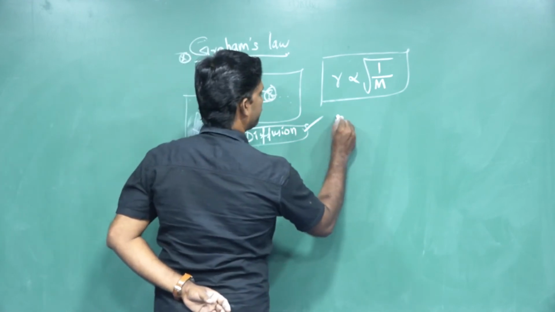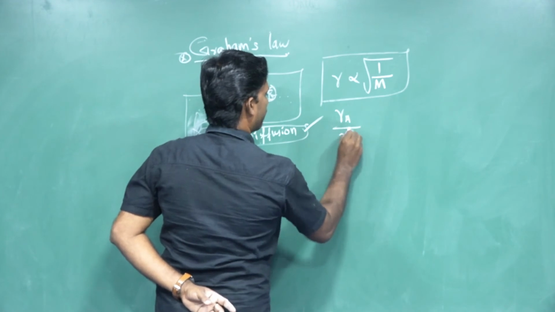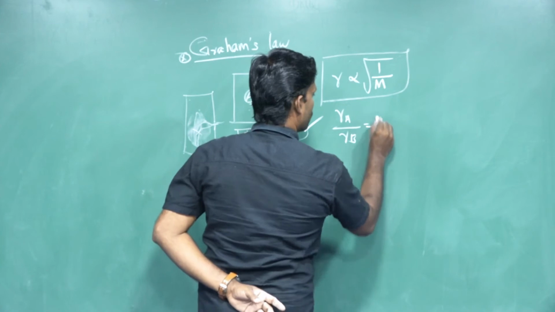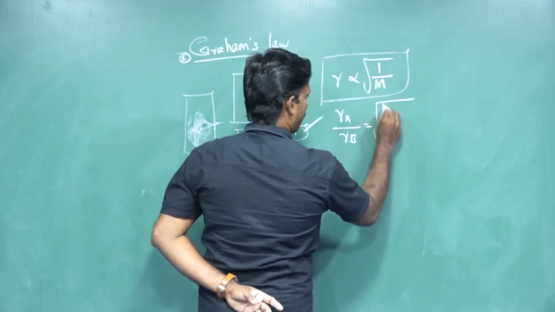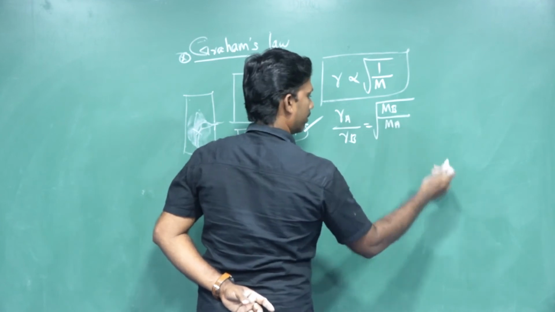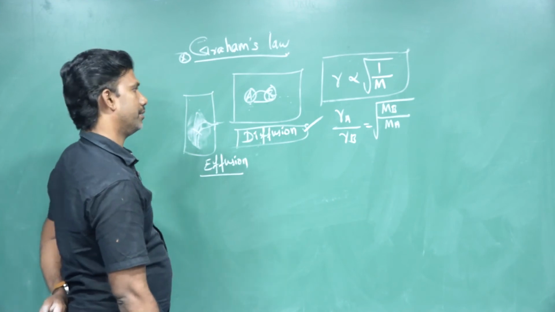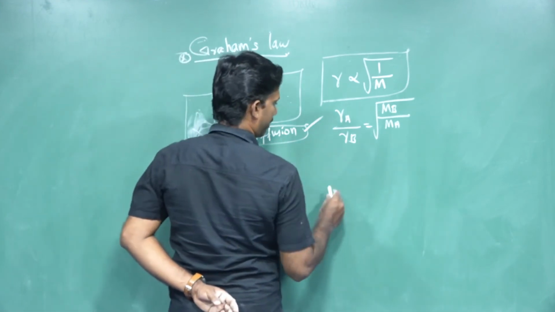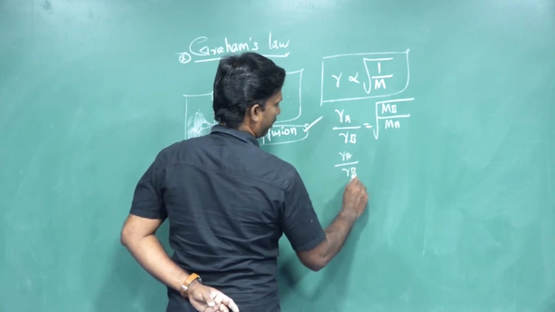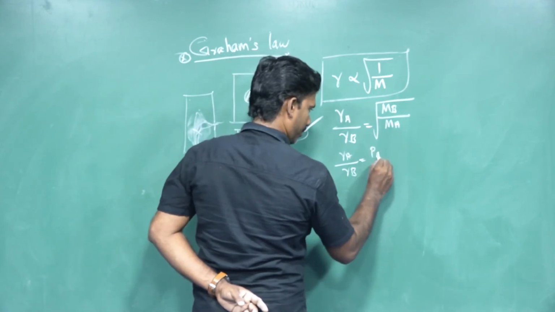It can be written for gas A and gas B: rate of gas A over rate of gas B equals the square root of MB, the molecular mass of B, by the molecular mass of A. This is the way we can write it. Then at different pressures, rate of A and B equals the pressure of A by the pressure of B.